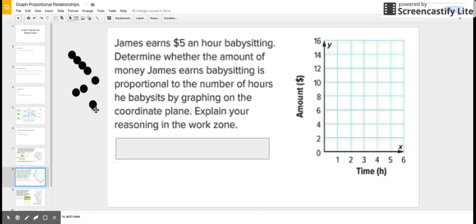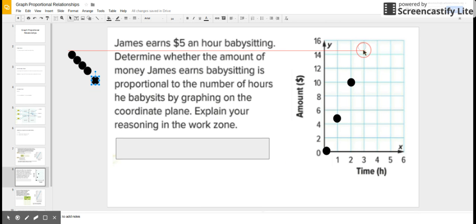All right. So first we have $5 an hour babysitting. If he doesn't babysit, he doesn't make any money, right? So at 0, it'll be 0, 0. $5 for the first hour. After 2 hours, if he makes $5 an hour, he would make $10. At 3 hours, he would make $15, and so on.